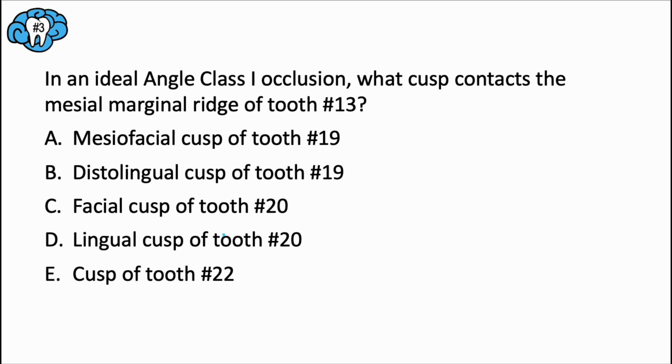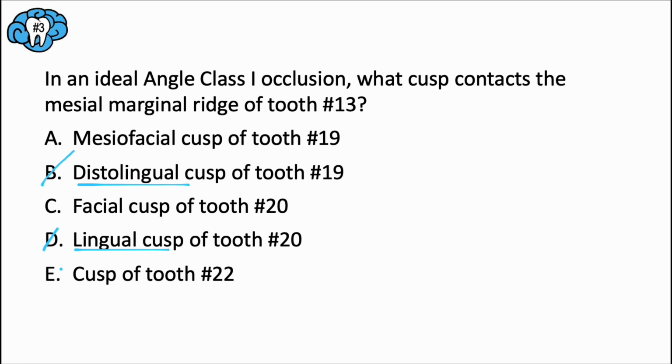So we can rule out B and D right away because they are non-functioning cusps. Remember the Bull rule, buccal upper and lingual lower. The Bull rule describes cusps that should never be in contact. So these are both lingual cusps of lower teeth. So they should never be in contact with anything.